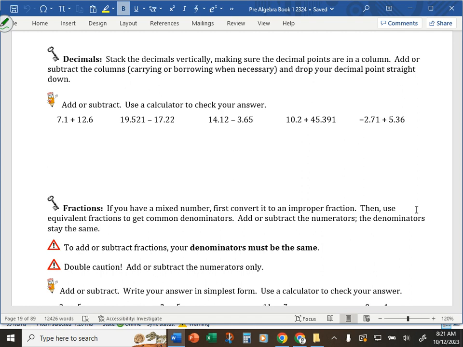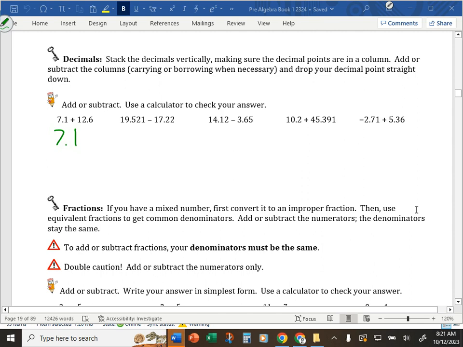So 7.1 and 12.6, I would not do this. 7.1, 12.6. What was my error here? You did not line up the decimals. Did not line up the place value, did not line up the decimals. Okay, that's what you've got to focus in on. 7.1 and 12.6.